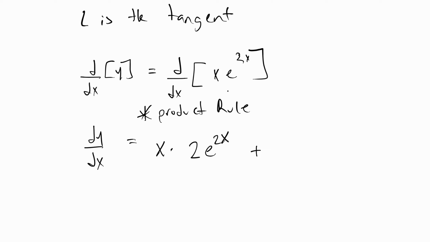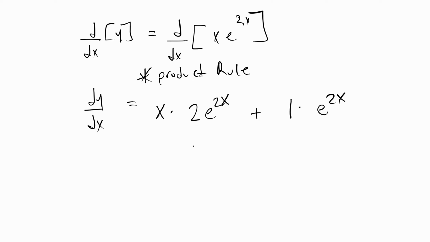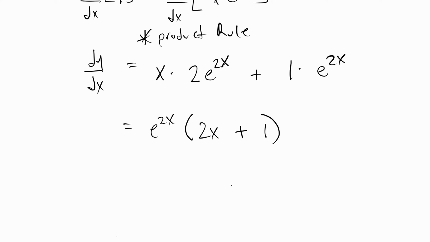Then we keep e to the power of 2x and differentiate the other. So it's 1 times e to the power of 2x, because d by dx of x is just 1. Alright, that's our equation of the slope. Let's simplify it further. We factor out e to the power of 2x to get, in the middle, 2x plus 1.